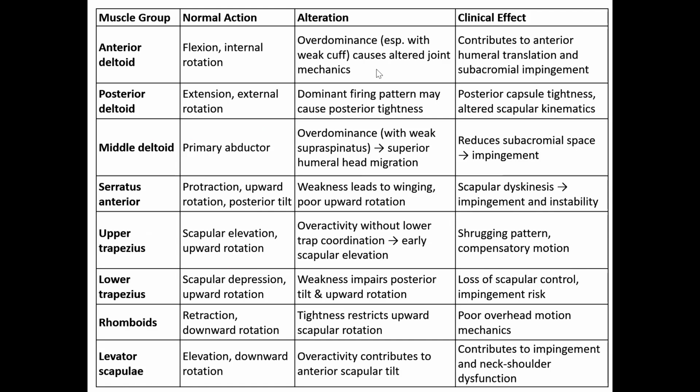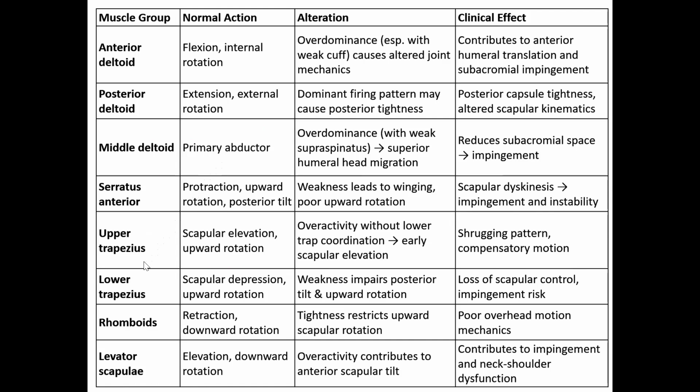This overdominance, when it alters the joint mechanics, will lead to the anterior humeral translation and the subacromial impingement syndrome. Similarly, if we talk about the posterior deltoid, its main action is the extension and external rotation. But when this posterior deltoid is dominant, that dominant firing pattern may cause the posterior tightness, which will lead to the tightness of the posterior capsule. And this posterior capsule may then lead to altered scapular kinematics.